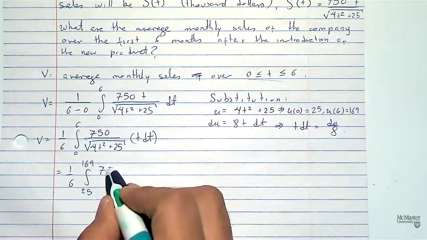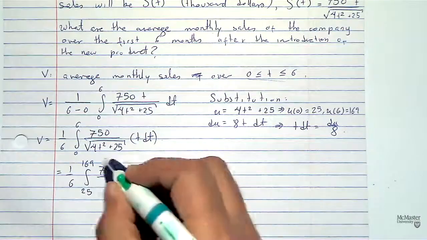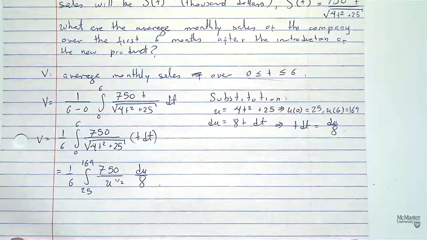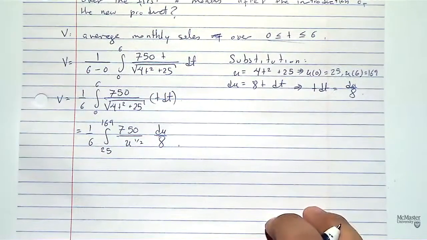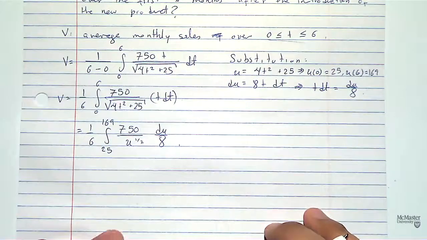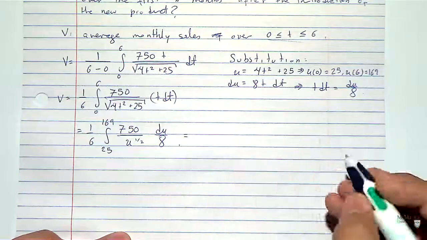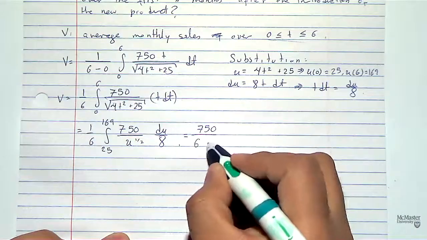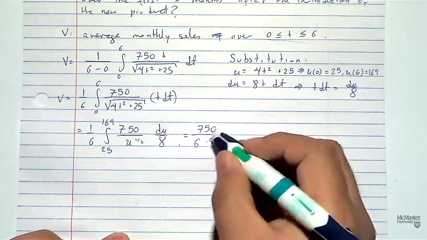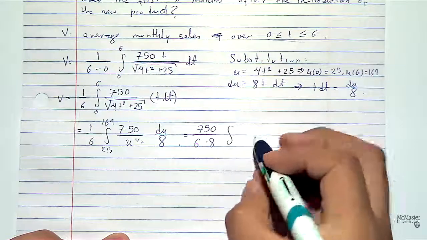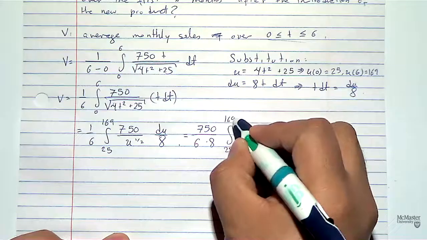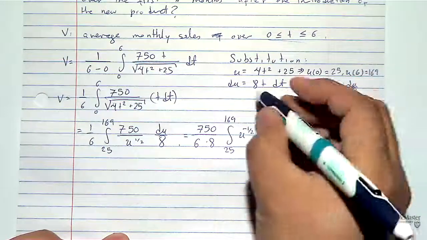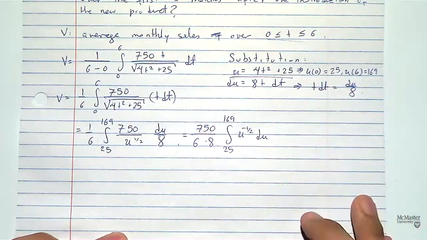Then you have the 750 factor, then u to the 1/2, and then t dt, which is du over 8. So at this point I have done all the substitutions necessary for the definite integration. If I stay in the u space, I can pull out the constant factors: 750 divided by 6 times 8, then the integral from 25 to 169 of u to the minus 1/2 du.